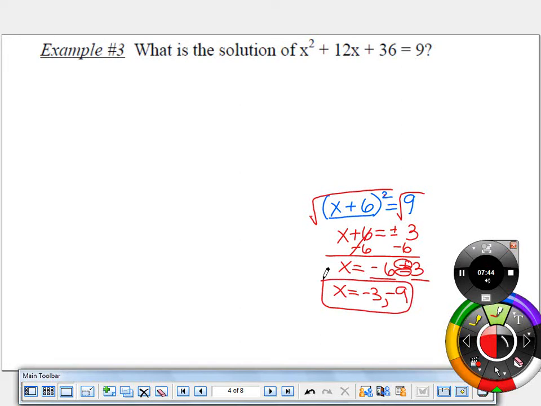Danny? In the blue part, 6 squared, does that include both the 12x and the 36? Yeah, it does, because x plus 6 times x plus 6.